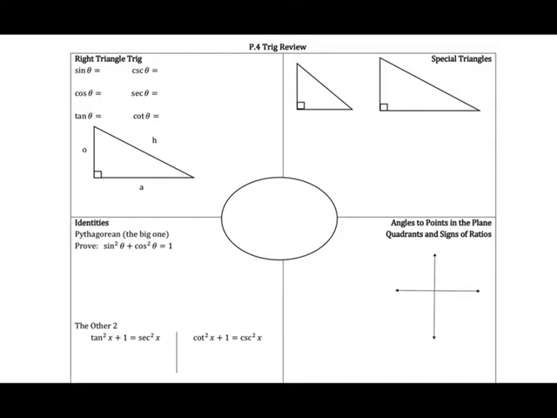Let's start with right triangle trigonometry. And what I'm actually going to write in this middle circle is the acronym that is most commonly used to help us understand sine, cosine, and tangent. And that acronym is SOH CAH TOA. This acronym reminds us that if we have a right triangle and we are looking at some particular angle, theta, that sine is opposite over hypotenuse.